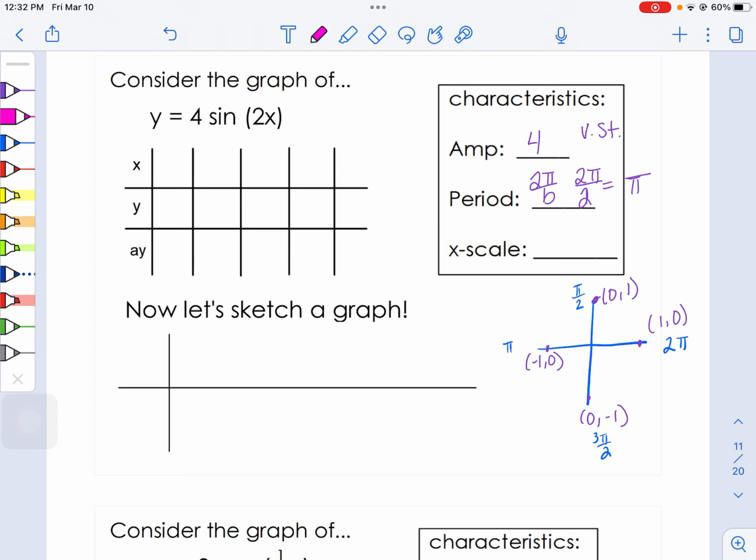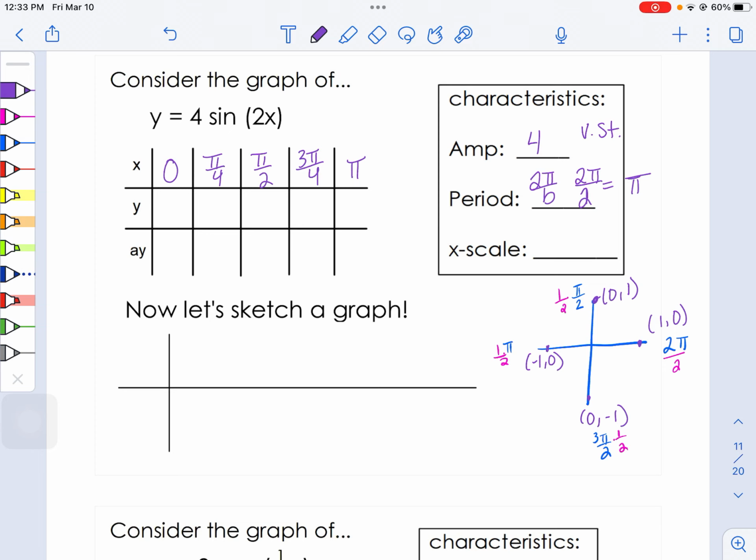But this time my period is being divided by 2. So I'm going to take all of my period pieces and divide them by 2, which, if I have a fraction, means I'm going to multiply them by 1/2, and these are going to be my new period pieces. My cycle is going to start at 0, and I'm going to go to pi over 4, and then pi over 2, and then 3 pi over 4, and then pi.